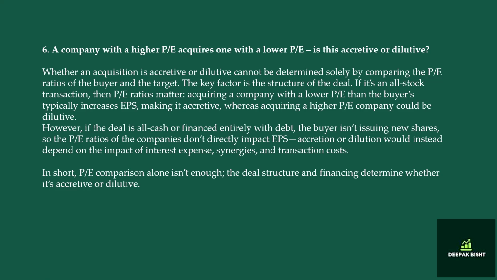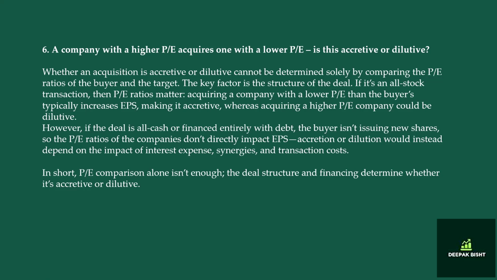So instead of issuing shares, no shares are created, so the EPS denominator doesn't change. So PE ratios are irrelevant in cases where it's an all cash deal. And in an all debt deal, similar logic applies, because EPS can be impacted by additional interest expense, but price to earnings multiples themselves do not determine accretion or dilution.